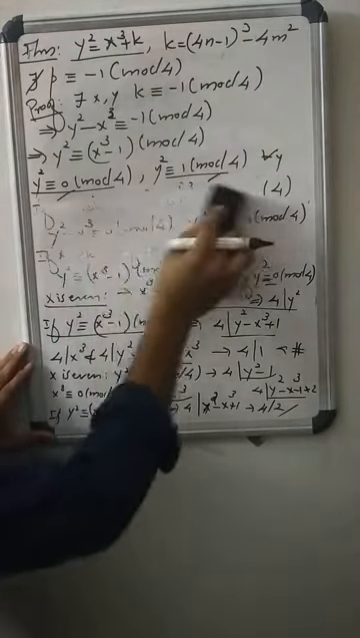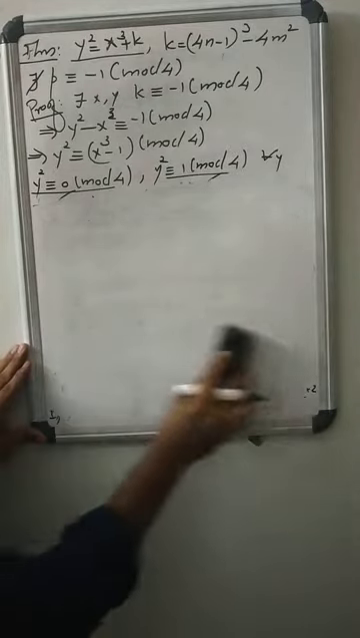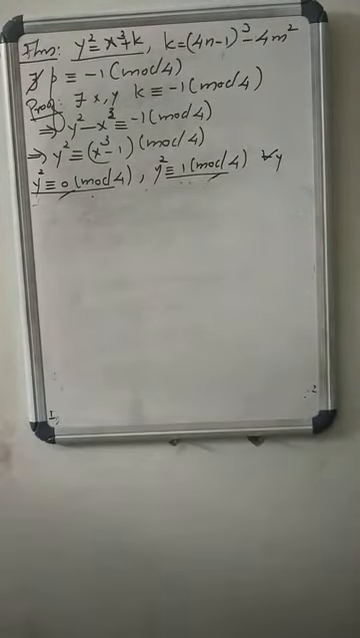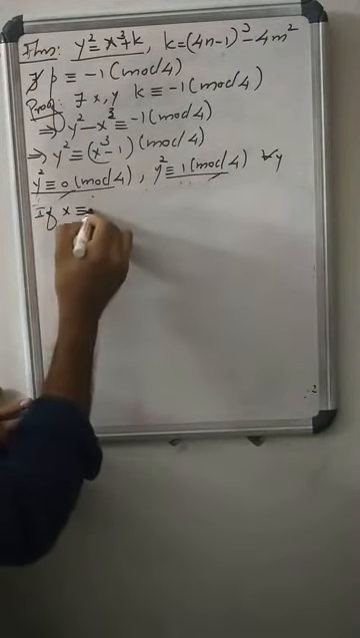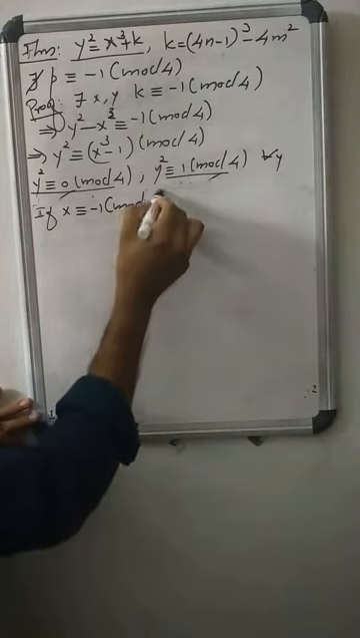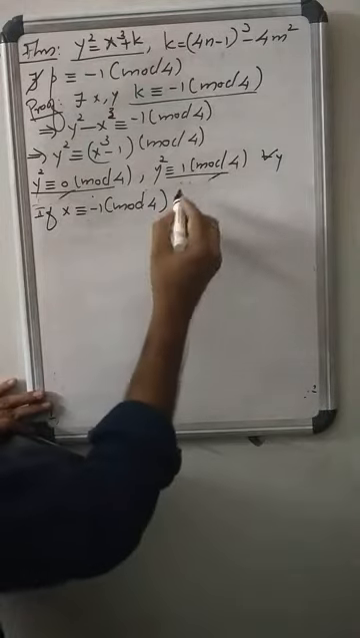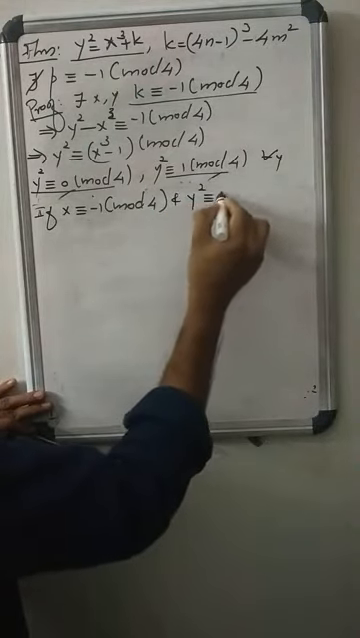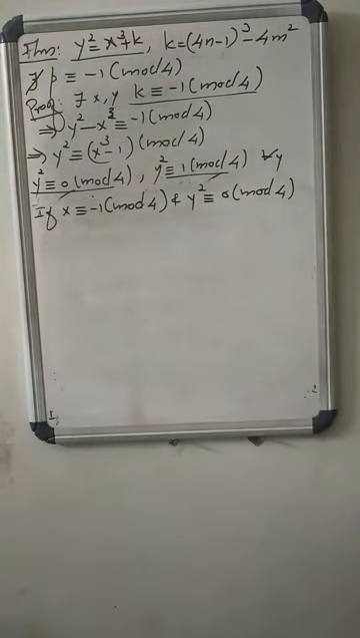Now again, consider if x is congruent to minus 1 mod 4. Why? Because x and y satisfy the condition a congruent to minus 1 mod 4. Okay. So if x is congruent to minus 1 mod 4 and y square is congruent to 0 mod 4, what happens? Consider these two cases: x congruent to minus 1 mod 4 and y square congruent to 0 mod 4.